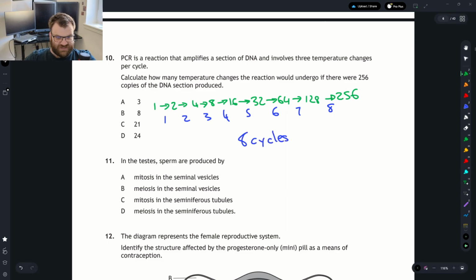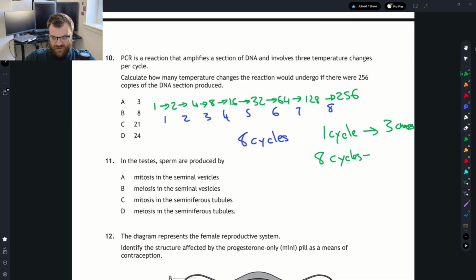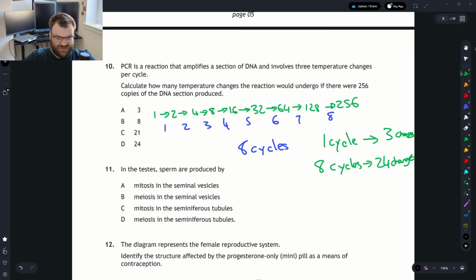And the question, though, isn't asking us for how many cycles there are, how many temperature changes are there. And it says that there are 3 temperature changes per cycle, because we heat it up to break the hydrogen bonds between the strands, cool to allow primers to bind to target sequences, and then warm it up again to allow the DNA polymerase to replicate the DNA. So if one cycle has 3 changes, well then 8 cycles will have 3 times 8, which gives you 24 changes. So a wee bit of a change from what they might typically ask about how many cycles. Every cycle has 3 temperature changes, and that's our answer there.